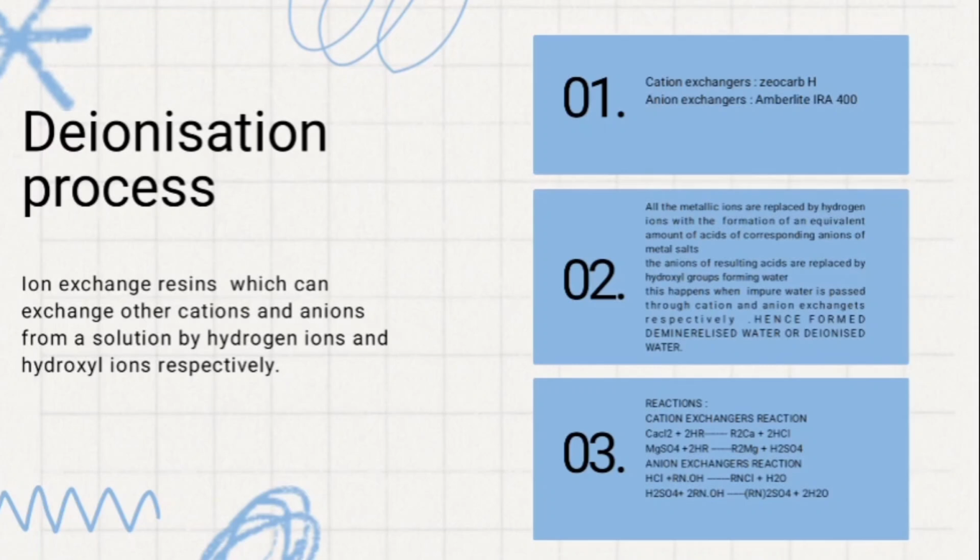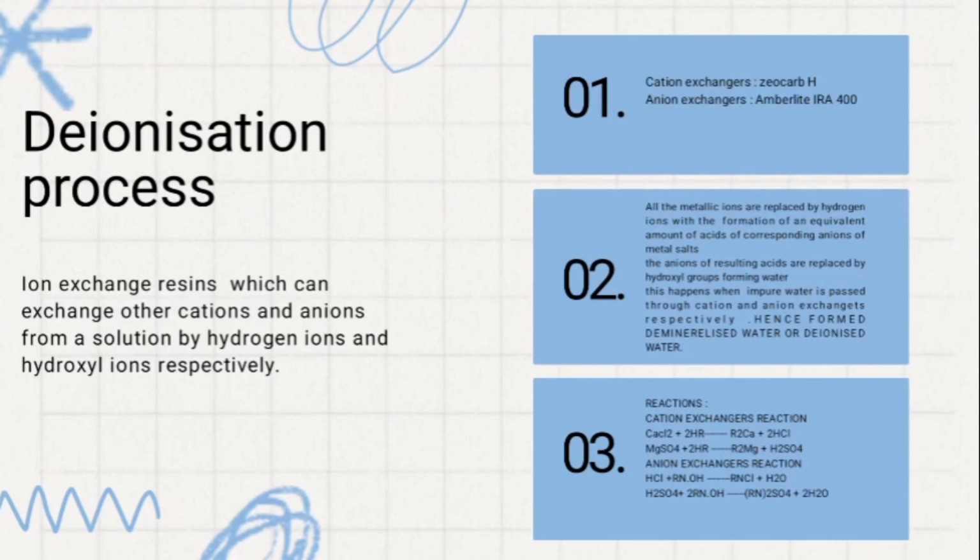The reactions that take place in the cation exchange resin are, for example, calcium chloride. This reacts with cation exchange resin, that is 2HR, to give R2Ca, which is a salt, and 2HCl, which is an acid. Another example, magnesium sulfate reacts with the cation exchange resin, resulting in the formation of R2Mg, which is a salt, and H2SO4, which is an acid.